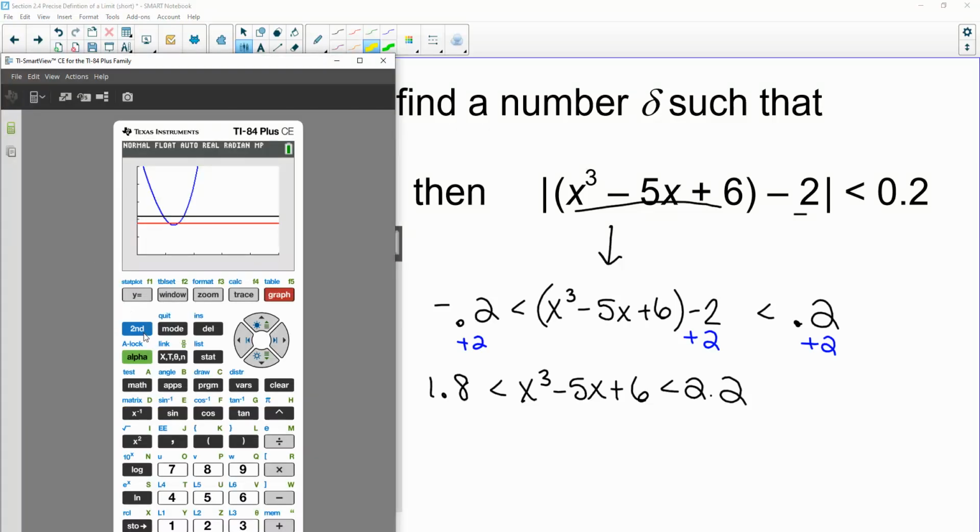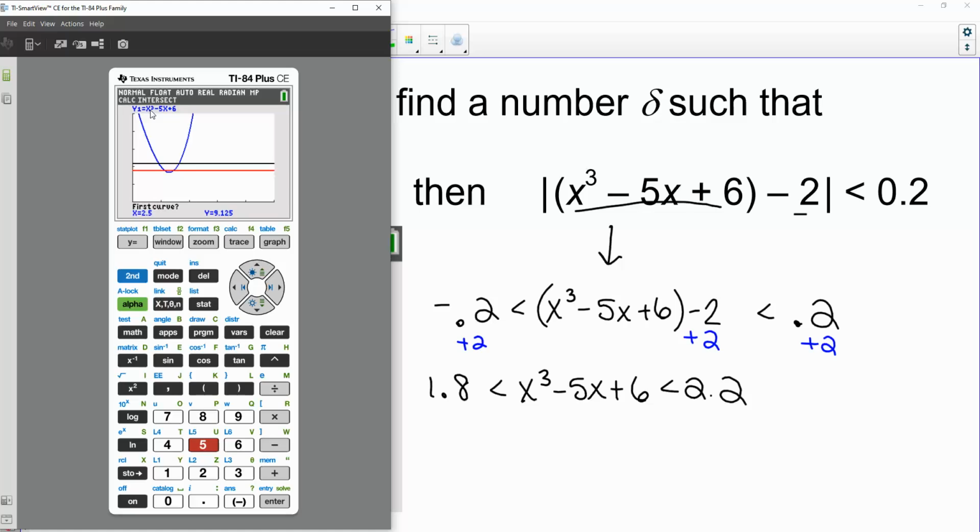Remember, you can do second, trace, intersect. First curve, it tells you up at the top which one it's looking at, so it's looking at my cube function. Second curve, I'm going to go to my top line here. I'm doing my x cubed function as the first, and my second one to be that top line. And then you have to tell it your guess, which point we're looking at. So we're looking over here.